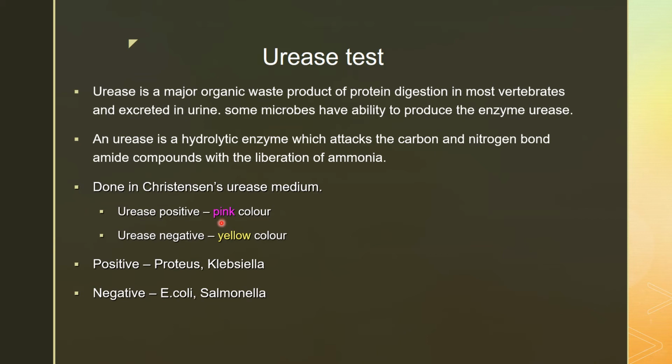If the color changes to yellow, that means the test is negative. So Proteus and Klebsiella give urease positive, and E. coli and Salmonella species give urease negative.